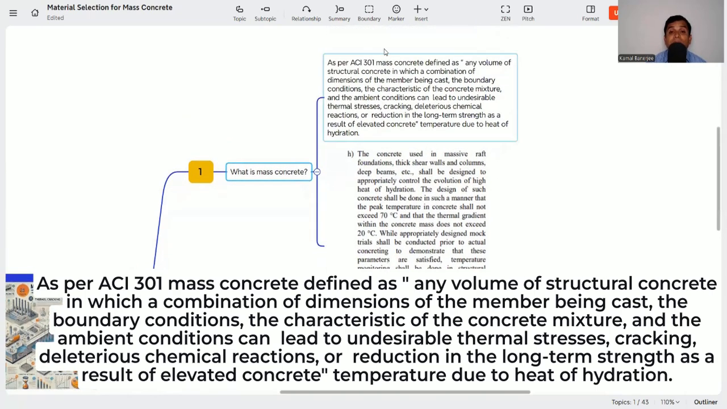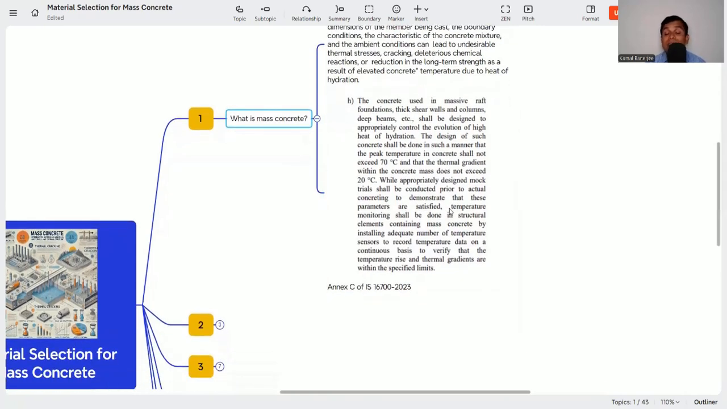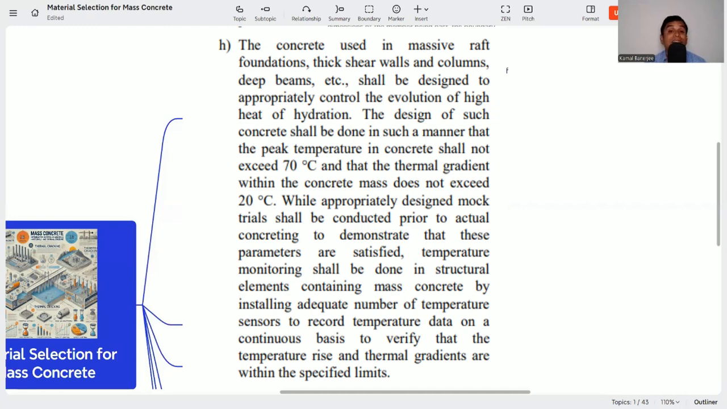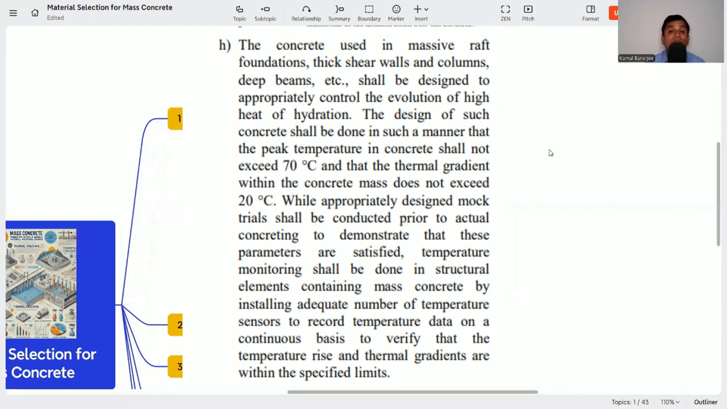Now, what will be the thermal gradient? There will be a limit. What will be the maximum temperature for the concrete, and what will be the thermal gradient between the concrete and the environment? That guideline is given in Annex C of our code IS 16700:2023. So what does it say? The concrete used in massive raft foundations, thick shear walls and columns, deep beams. So it is not only the raft foundation; if it is a deep beam, shear wall or column, that will also be considered mass concrete.